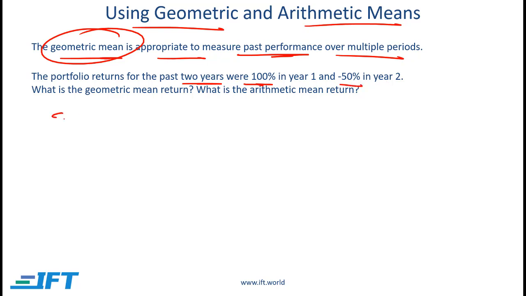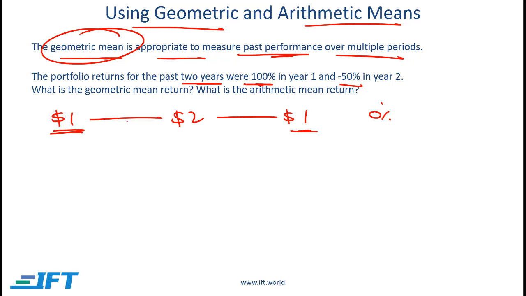So let's say we start with $1. At the end of year 1, 100% return means that we end up with 2. And then in year 2, our return is minus 50%. So this means we come back to 1. So we can just see based on these numbers that our actual return over this period is 0%.